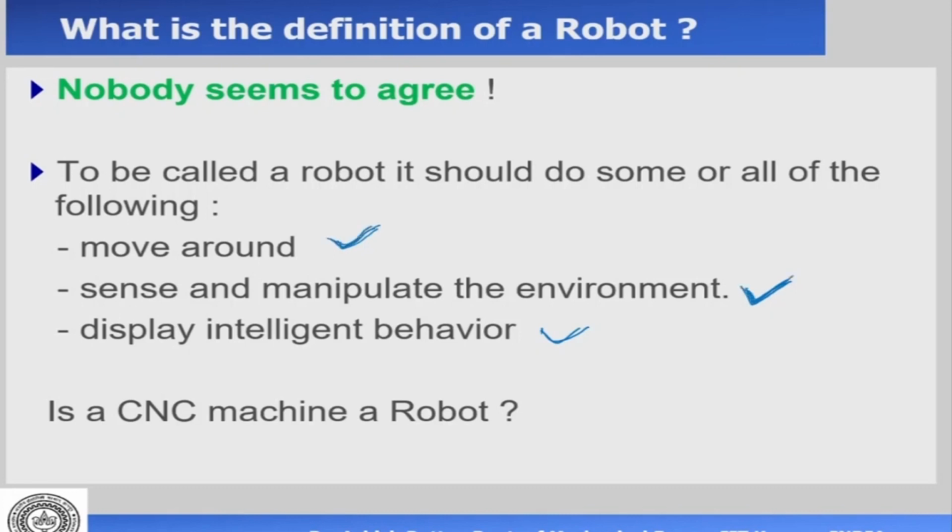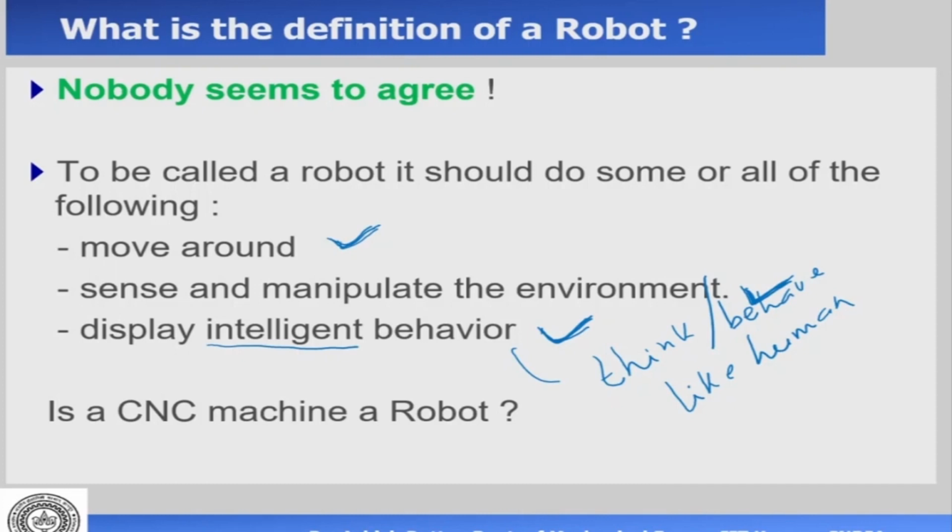This is also easy to understand, but the third one is not very easy to understand, because what is the meaning of intelligent behavior? There is no standard definition of intelligence. The vague definition is that it should be able to think like a human, or behave like a human. That is a very wide definition, so it's not very clear what it means. But if a machine has some amount of intelligence, you can call it a robot.